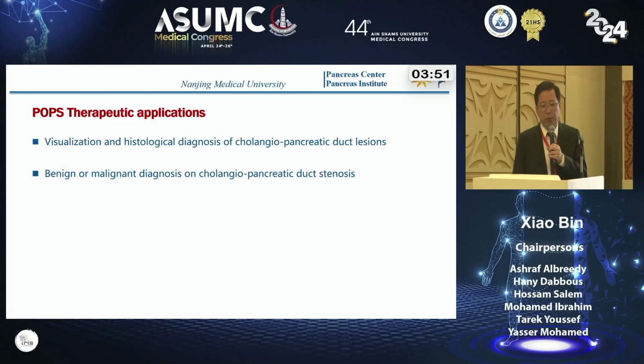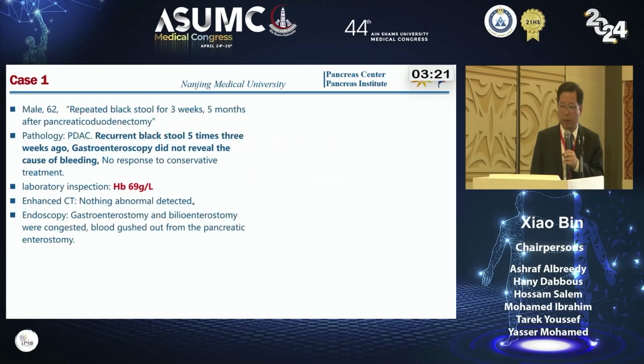POPS or POCS is not only a diagnostic tool, but also a useful tool for treatment. It can obtain visualization and histological diagnosis of cholangiopancreatic duct lesions. Also, it can show whether a cholangiopancreatic duct stenosis is benign or malignant.